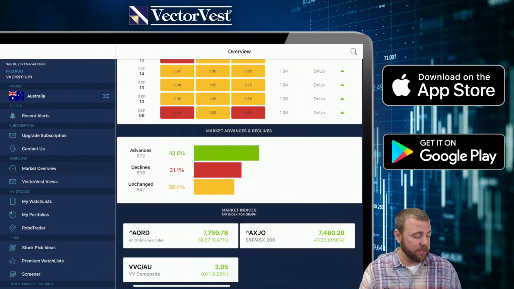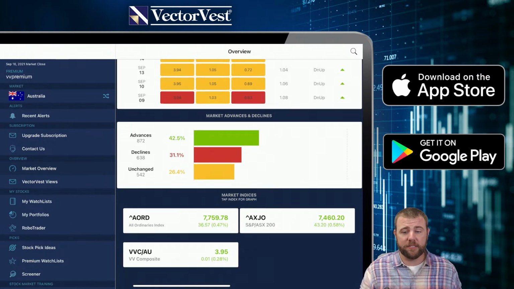Looking at the advance and declines, advances are sitting at 42.5%. Decliners sitting at 31%. So mixed day overall, not a whole lot of movement in either direction. So therefore, just going to be simply patient. Let your stops manage their positions, not open up any new stocks or new positions. Just currently letting things manage themselves.